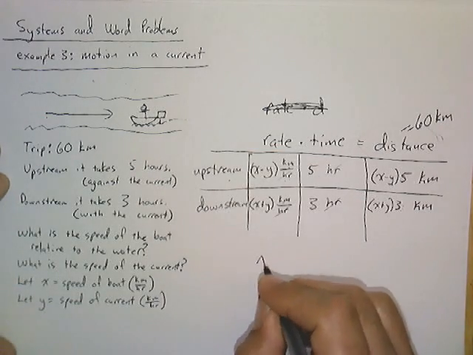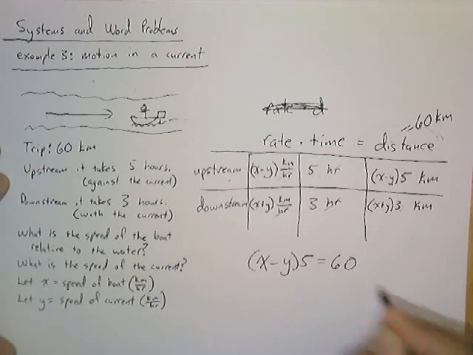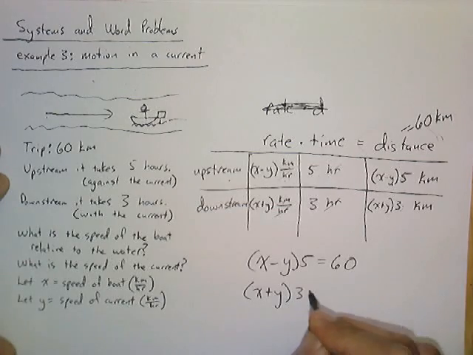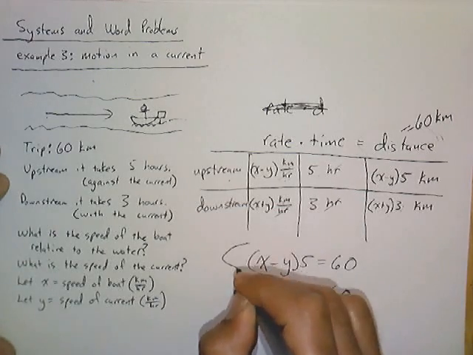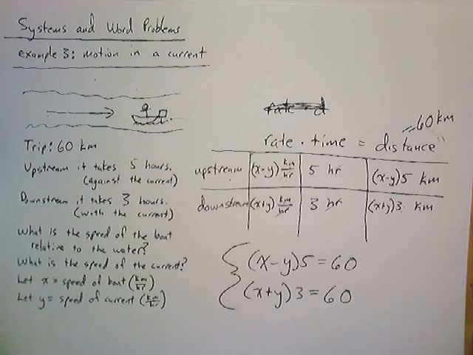So our system is x minus y times 5 is equal to 60, and x plus y times 3 has to equal 60. And there's our system of equations. And again, I'll just leave that as an exercise to actually solve the system.